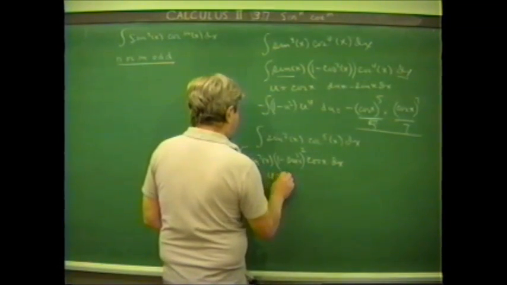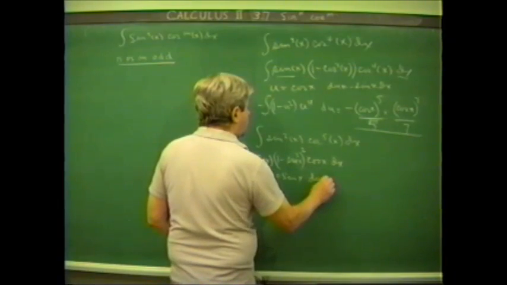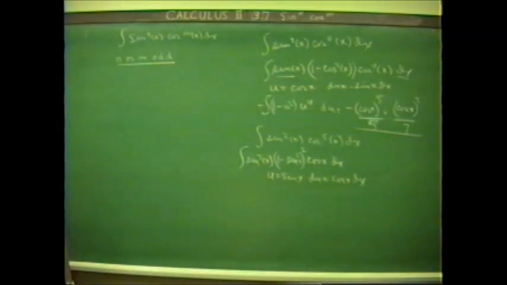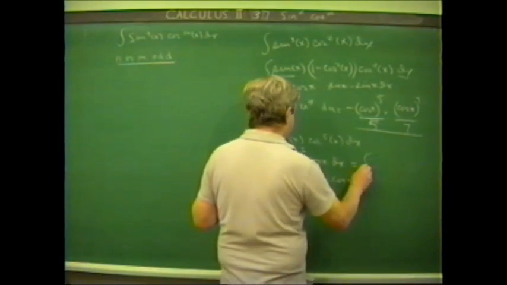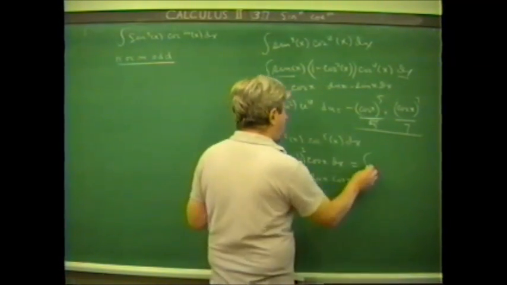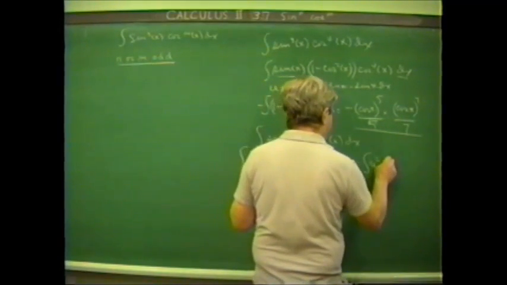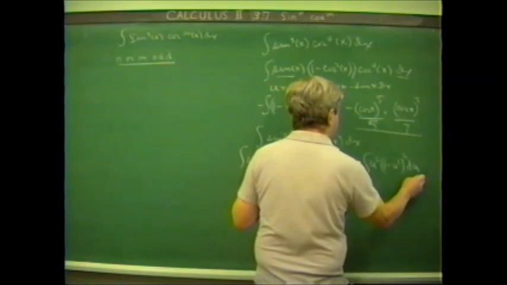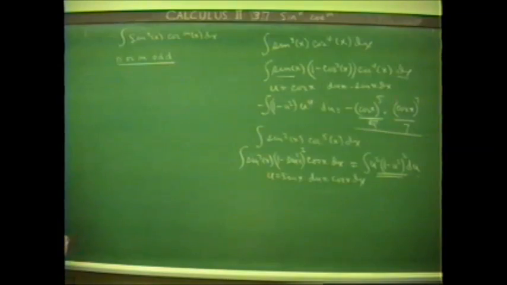Now here, if we let u equal sine x, du is cosine x dx, and we get here that this is the antiderivative of u squared times 1 minus u squared squared du. And now this is just a polynomial, and you multiply it out, and you can antidifferentiate it.